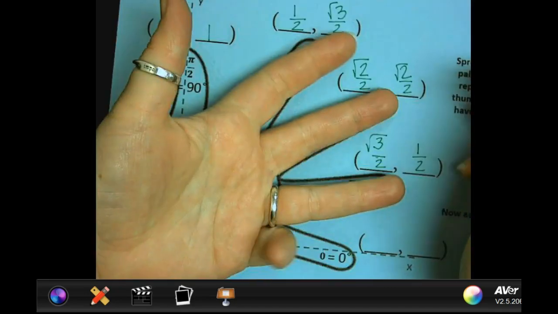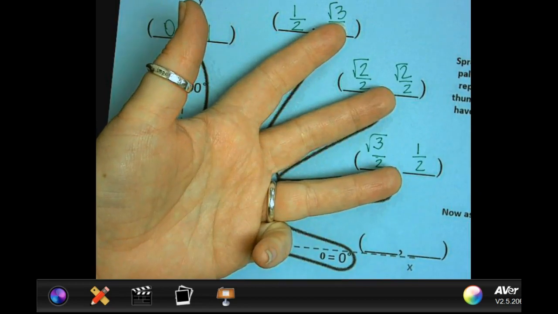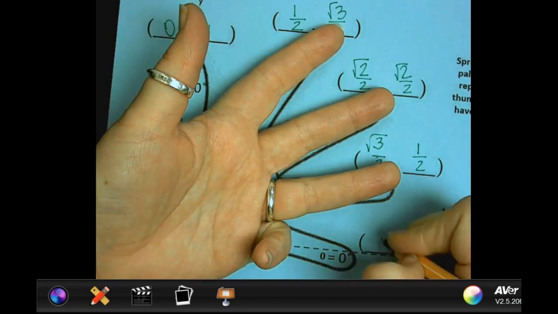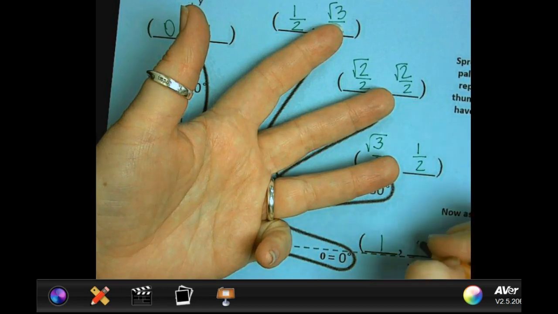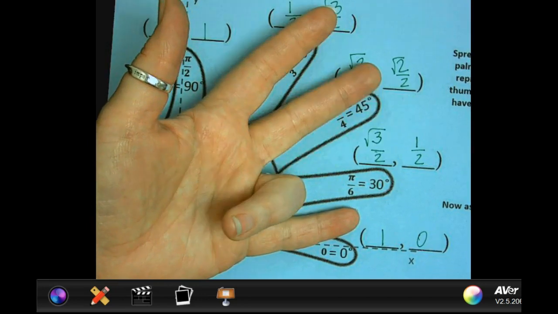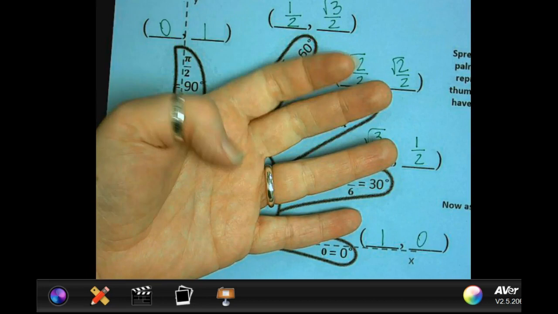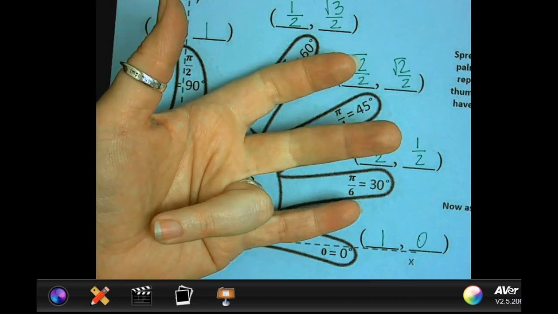If I pull my pinky back, I have 4 fingers on for x. That would be the square root of 4, which is 2, over 2, which is 1. And there's none left over here, and it's 0. Okay? Does that make sense? We good with that? Okay. Any questions about that? Use it. That will help you.